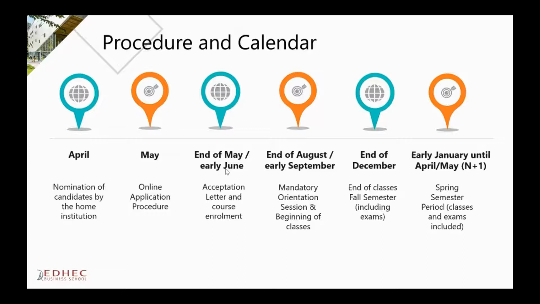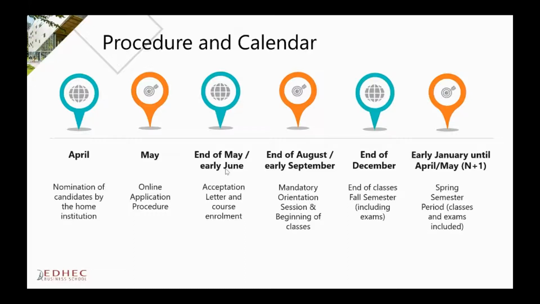End of August, early September, the date is to be confirmed because it's different for BBA or for master programs. But mostly it's end of August. We hold an orientation session. Hopefully this year orientation week with activities, integration activities, and so on. And the classes begin end of August, early September as well, so directly after the orientation session. End of December would be the end of the first semester, including the exams. Of course, the exact dates are to be communicated later on.